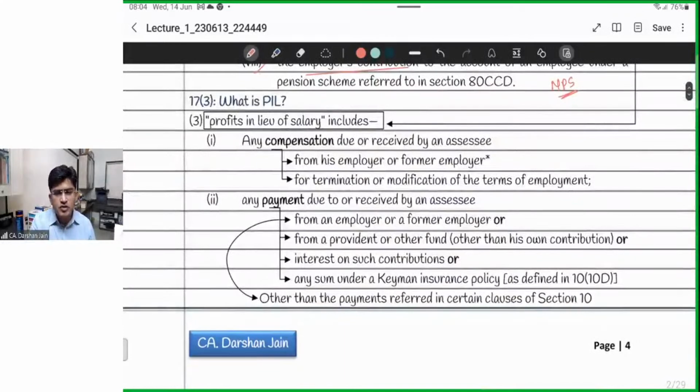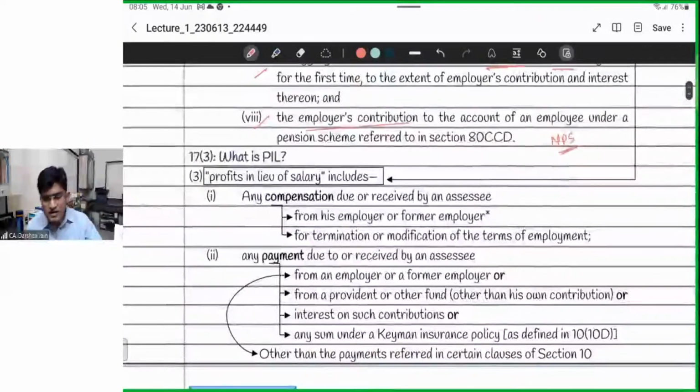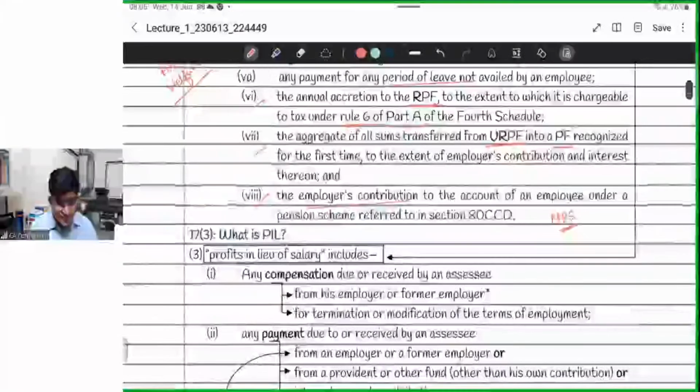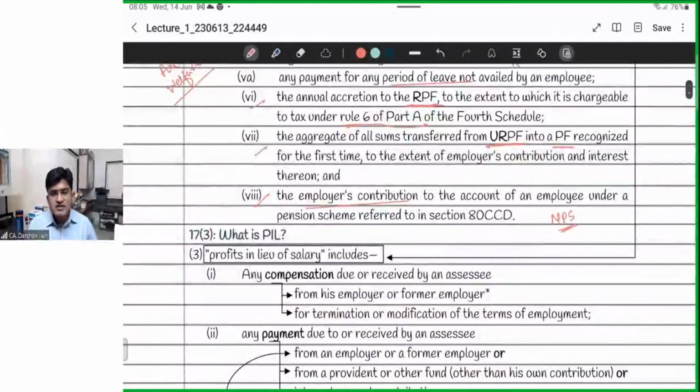URPF, RPF, I'm going to take in detail. Do not worry about it. I've just taken the meaning of salary and why the amounts are taxable under the head of salary. That was the entire contention. Even if you have understood what salary means, it is fine. As far as RPF and URPF is concerned, do not worry. We are going to discuss in detail with examples.